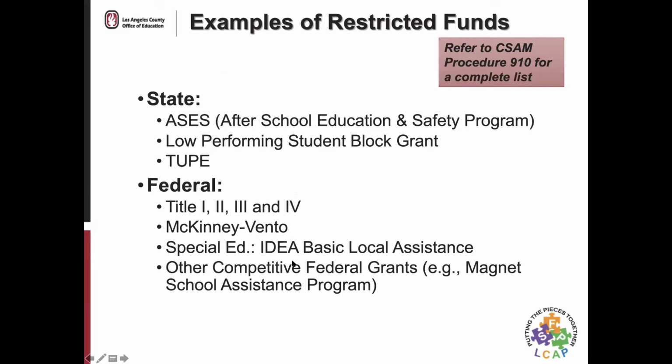All right. And again, examples of restricted funds are things like ACES, your after school programs, and your low performing students block grant at the state level. And of course, for federal, all your federal Title grants are restricted. Things like McKinney-Vento, IDEA, and any competitive grants are also referred to as restricted. And of course, we know, and we'll be talking about that later, restricted funds trigger things like time and effort reporting.